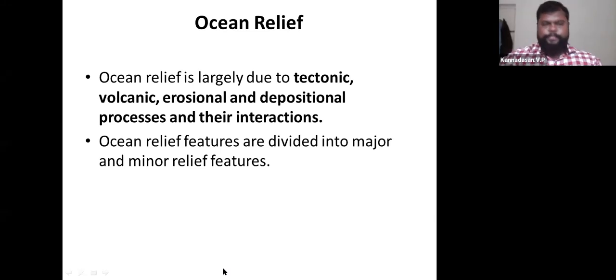Okay. So the question is, with reference to the theory of plate tectonics, explain the origin and growth of young fold mountains. With reference to the theory of plate tectonics, explain the origin and growth of young fold mountains.